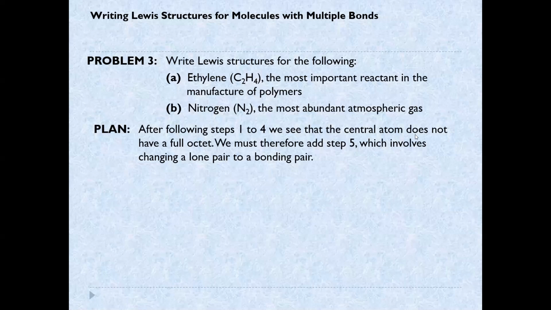Which one is the central atom? Yes, carbon is the central atom. And we have 2 carbon atoms. So we can write the 2 carbon atoms as C and C, surrounded by 4 hydrogen atoms.